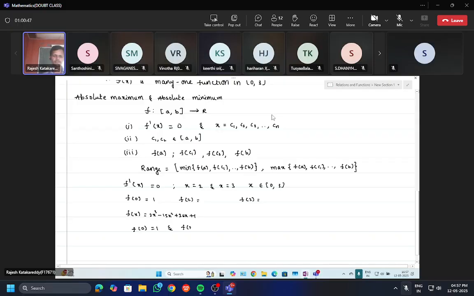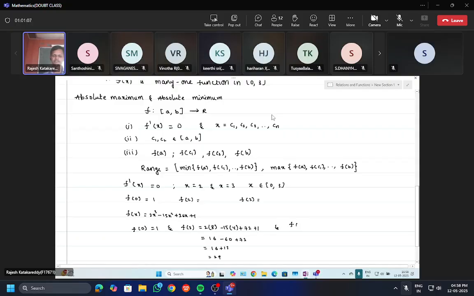Next, f of 2 we need. This is like 2 into 2 cube is 8 minus 15 into 4 plus 36 into 2 is 72 plus 1 here. 16 minus 60 plus 73. So we have 16 plus 13, this is 29, right?